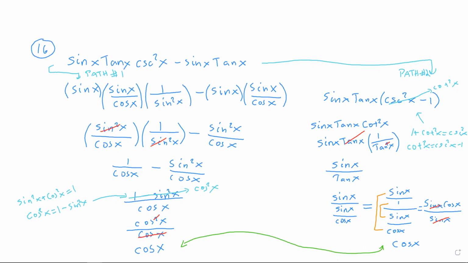How did I get to the cotangent? Okay, so remember there are 3 Pythagorean identities. One Pythagorean identity says that 1 plus cotangent squared of x is equal to cosecant squared of x. So if I send this one over here, I get that cotangent squared of x equals cosecant squared of x minus 1, which is exactly what we have here.